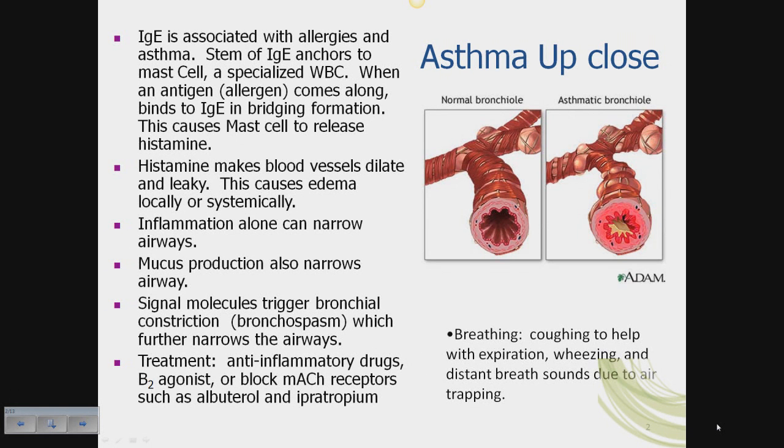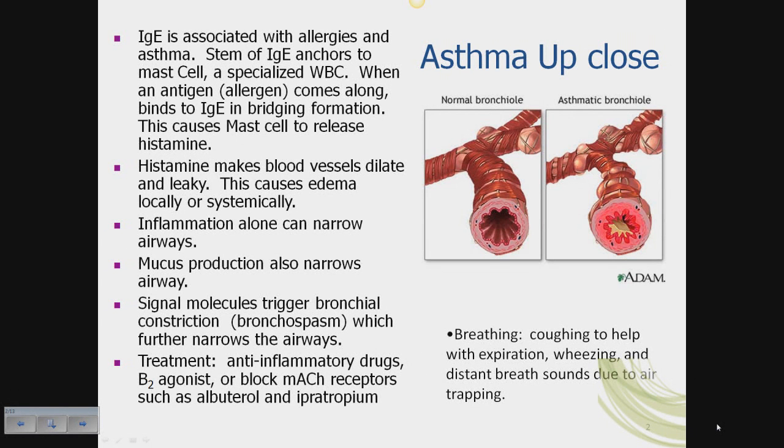Okay, so I'd like to go through some asthma up close now that I've told you about the hygiene theory. So as I said, it's the helper T cells, type 2, that stimulate the B cells to make more IgE, according to the hygiene hypothesis. Now, IgE is associated with allergies, as we've learned, and asthma, and the stem of the IgE anchors to a mast cell, which is a specialized white blood cell. And when an antigen or allergen comes along and binds to the IgE, this will lead to a bridge formation, and this causes the mast cell to release copious amounts of histamine.